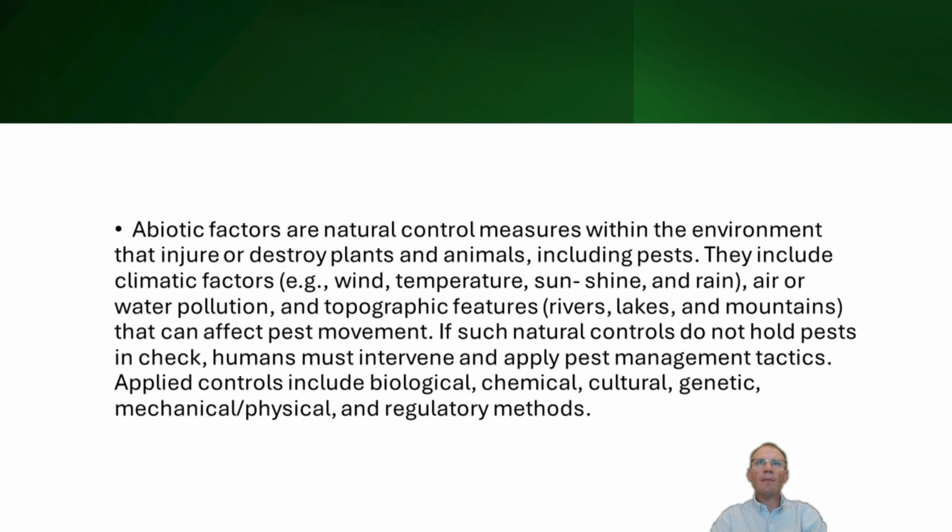We also need to talk about abiotic factors. Abiotic factors are natural control measures within the environment that injure or destroy plants and animals, including pests. They include climatic factors, e.g. wind, temperature, sunshine and rain, air or water pollution, and topographic features, rivers, lakes, and mountains, that can affect pest movement. If such natural controls do not hold pests in check, humans must intervene and apply pest management tactics. Applied controls include biological, chemical, cultural, genetic, mechanical physical, and regulatory methods.